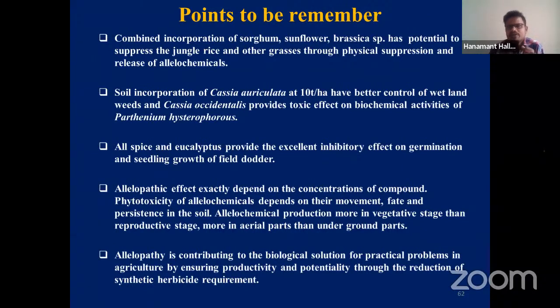Then next one is soil incorporation of Cassia auriculata at the rate of 10 tons per hectare has better control of wetland weeds. Cassia occidentalis provides toxic effect on biochemical activities of Parthenium hysterophorus. Then allspice and eucalyptus provide an excellent inhibitory effect on germination and seedling growth of field dodder.